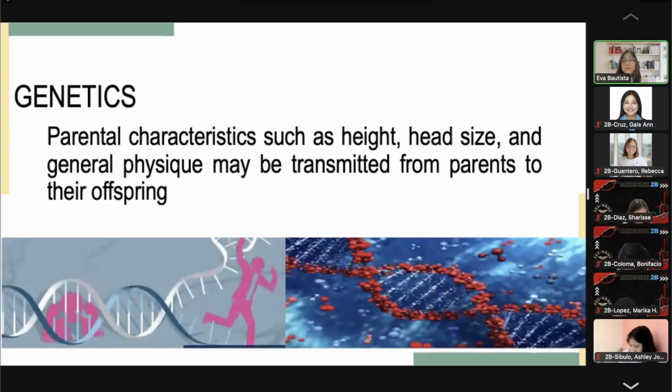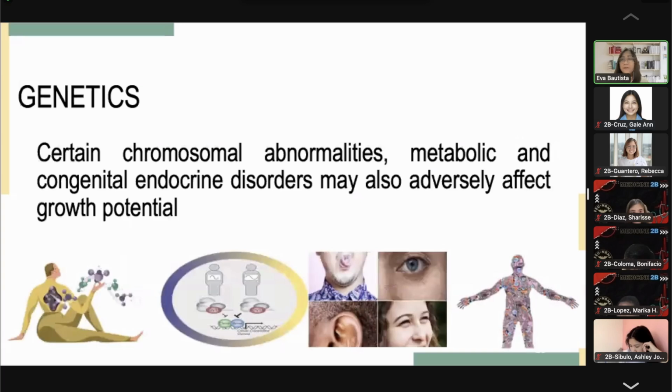So parental characteristics, like height, may be transmitted from parents to their offspring. So we see tall parents with tall children. That's a genetic rationale for that. But aside from genetics, certain chromosomal abnormalities also fall under genetics as a factor. We have metabolic and congenital endocrine disorders that may also affect the growth potential of the child.